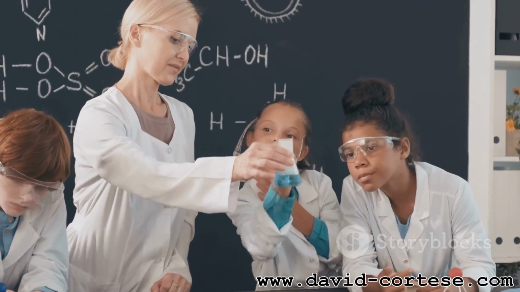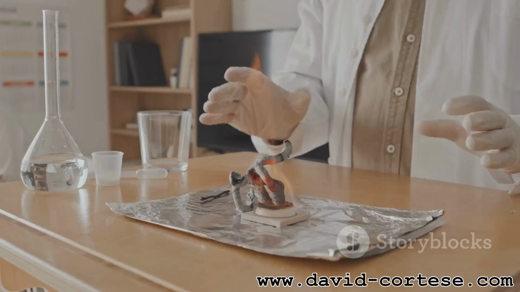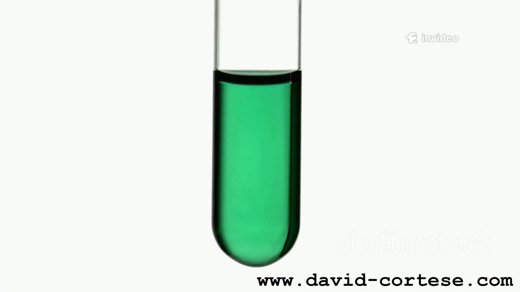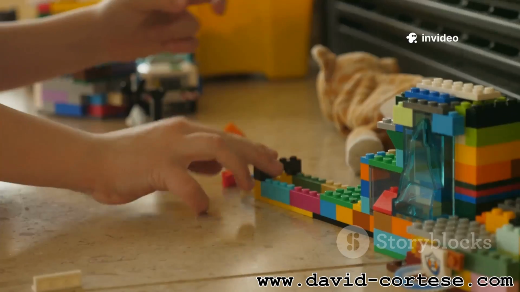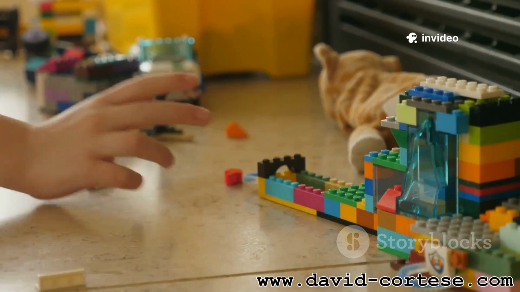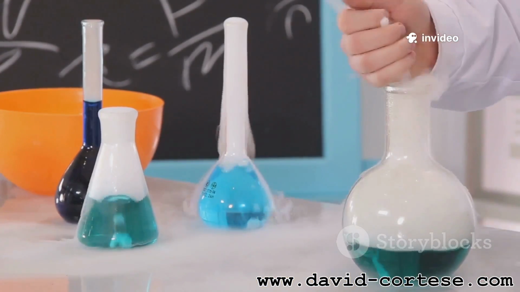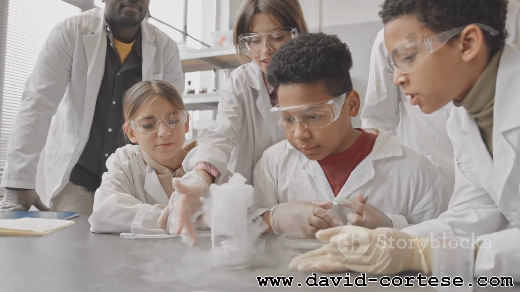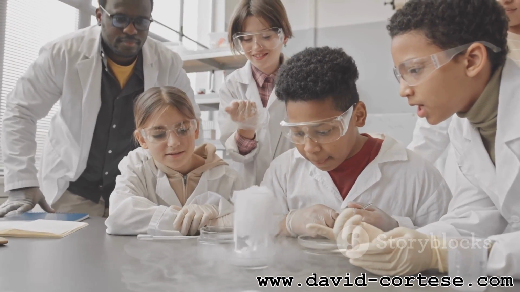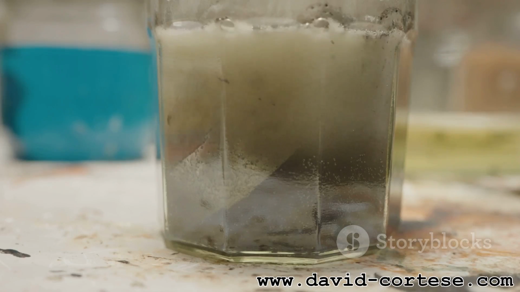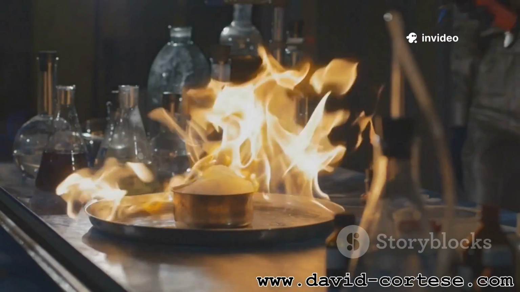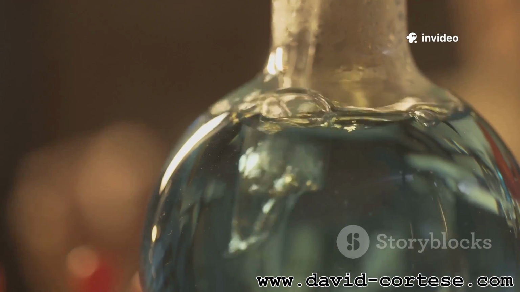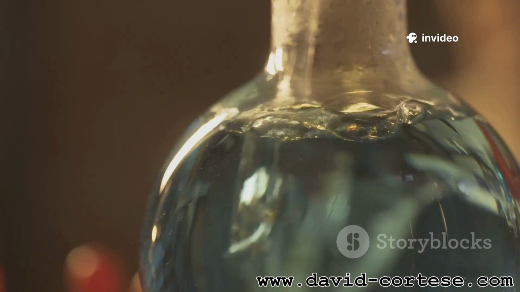There are 4 you'll hear about the most: synthesis, decomposition, single replacement, and double replacement. Synthesis is like building a Lego tower. 2 or more things come together to make one new thing. Picture hydrogen and oxygen combining to make water. Decomposition is the opposite. You start with one thing and break it apart. Think of splitting water into hydrogen and oxygen with electricity.